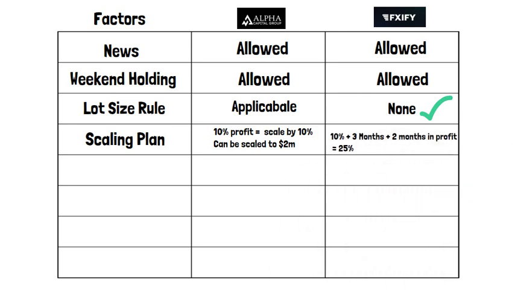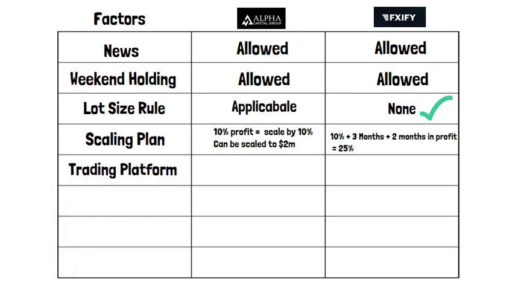Whereas in case of FXify, if you make 10% profit in a span of 3 months, out of which 2 months are profitable, then they will scale your account by 25% in the first scaling condition, and after that you can scale your account by 200%. That is, they will double your account size every time you hit this eligibility criteria.